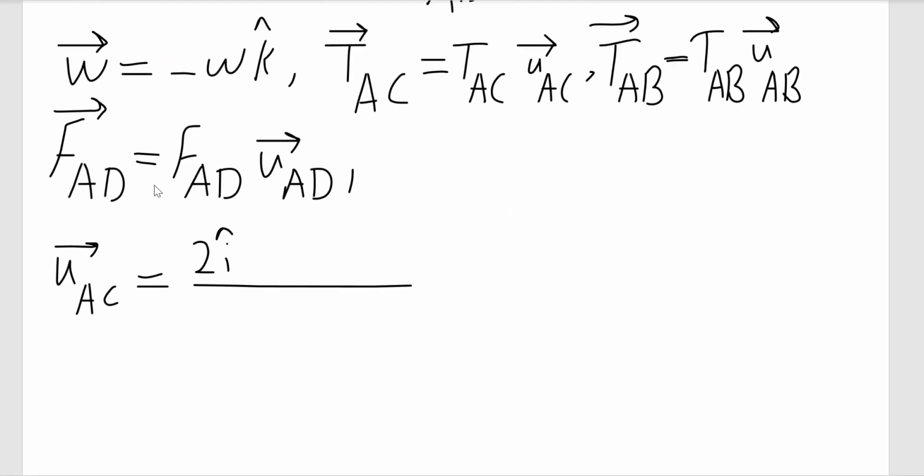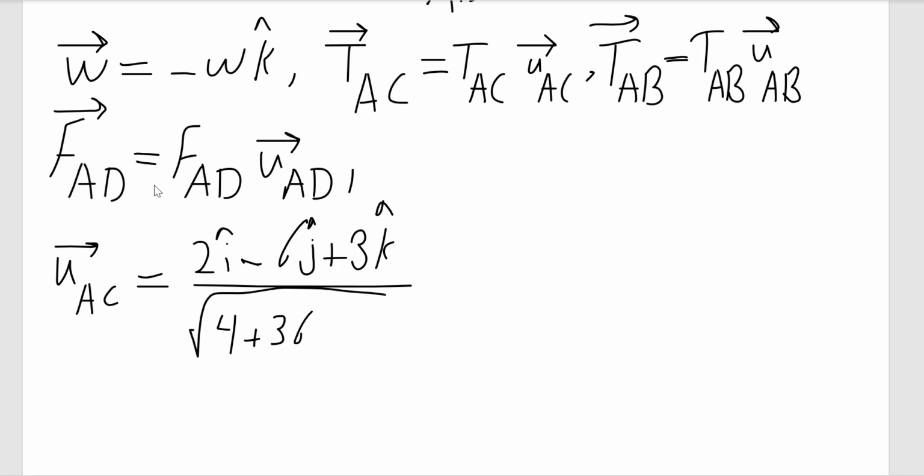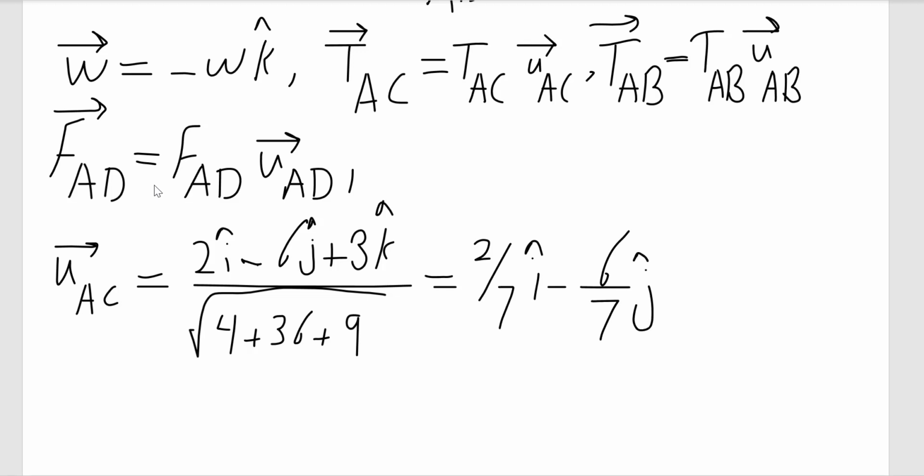So 2I, -6J, plus 3K, and I'm going to divide it by its magnitude. I will have each component squared and then take the square root of the whole thing. So that would be 4 plus 36 plus 9, which is 49. The square root of 49 would be 7. So my unit vector would be 2/7 I minus 6/7 J plus 3/7 K.